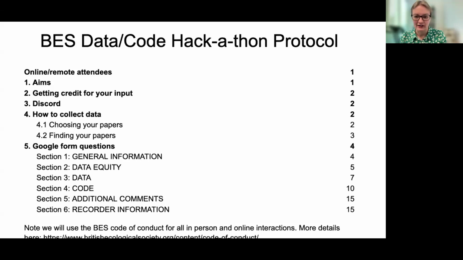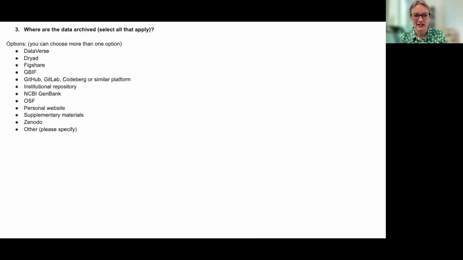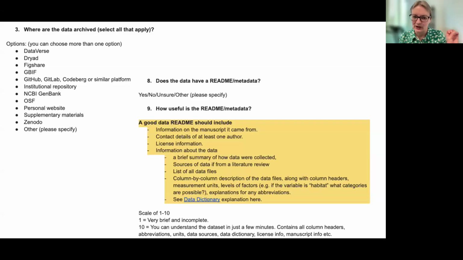So this is just the 15-page table of contents for the protocol and the kinds of things we had. And just an example, here was a question that was just a multiple choice one, and we just listed all of the options. And then for some of the more vague questions, which were harder to get consistency on, we tried to give people a demonstration of what a good README, for example, should include, and then we got people to choose between 1 and 10 where they thought that fell.